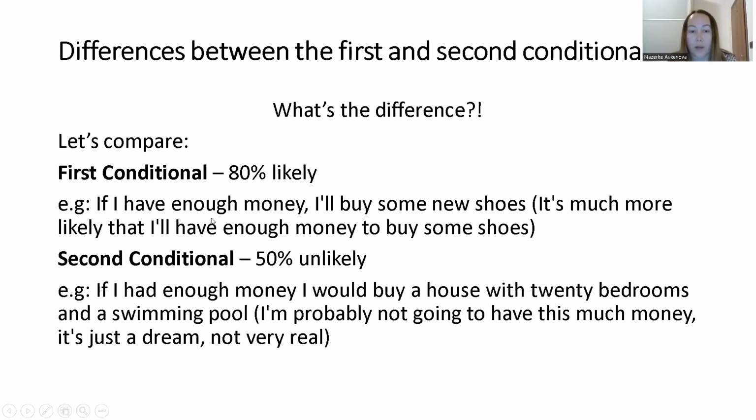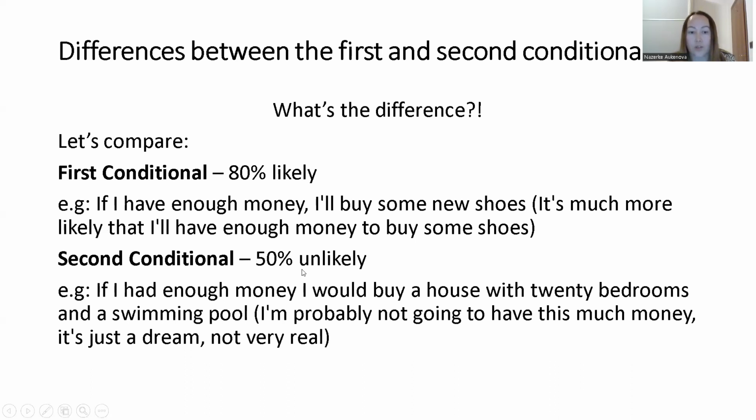For example, if I have enough money, I'll buy some new shoes. It's much more likely that I will have enough money to buy some shoes, right? Because shoes are not so expensive. It's affordable, so you can buy it. You can buy shoes for winter, for autumn, for spring, every year you can buy shoes. It's not a problem to buy it. So you have enough money, you can have that money to buy it, yes? So it means that the situation can happen, like 80%.